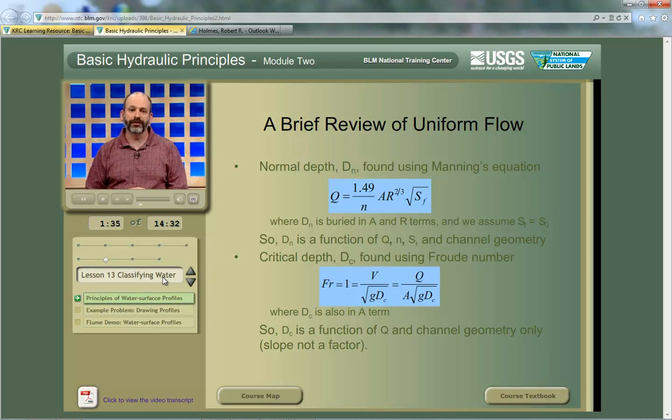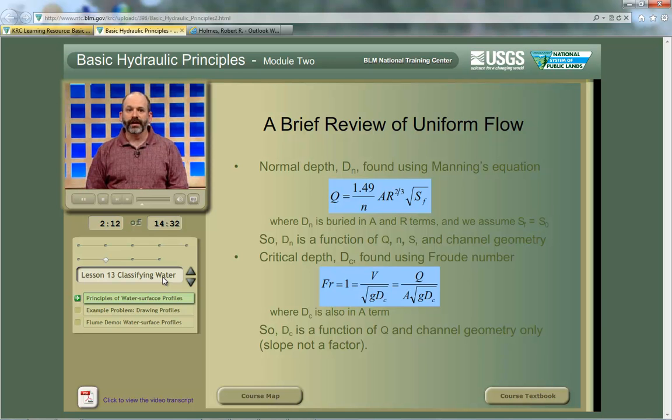Critical depth, on the other hand, is computed using the Froude number, knowing that the Froude number is 1 at critical depth, and the Froude equation being V over the square root of g times D sub c. If we replace the V term with Q over A, we get Q over area times the square root of g times D sub c. And we see there that D sub c is contained in the area term. And so the critical depth, D sub c, is a function of discharge and channel geometry alone. Slope is not a factor in computing critical depth.